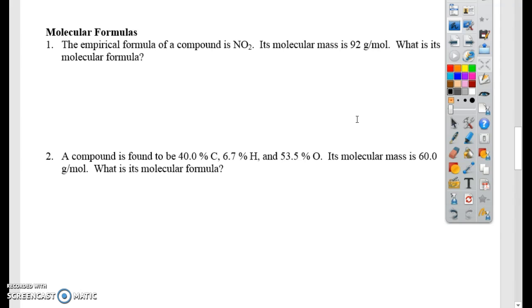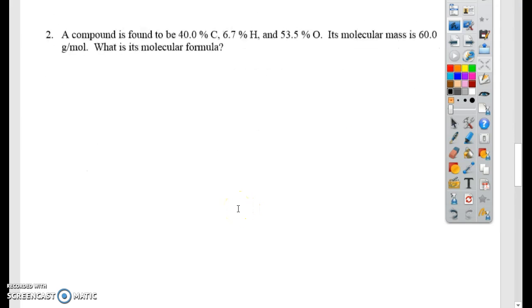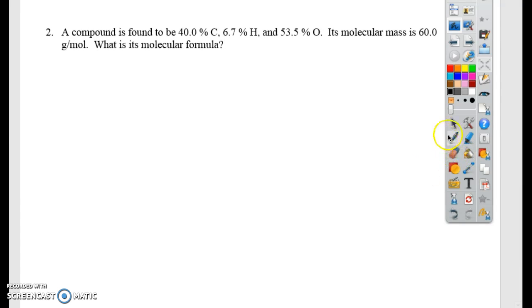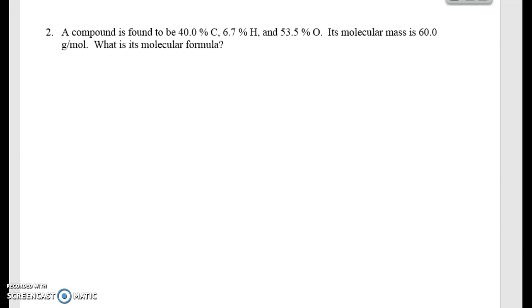So a compound is 40.0% carbon, 6.7% hydrogen, and 53.5% oxygen. It gives you the molar mass of the molecular formula, which I have to give to you. It wants to know what is the molecular formula overall. So remember, the main equation we are working with is molar mass of the molecular formula divided by the molar mass of the empirical formula. I gave you this number, but we have to figure out the molar mass of the empirical formula. So we're going to start off doing an empirical formula problem.